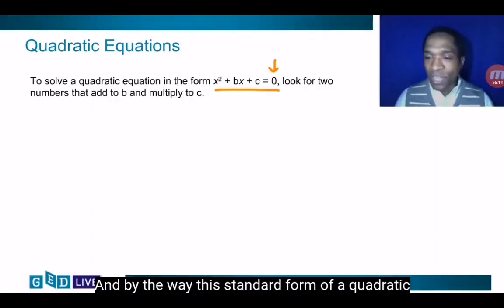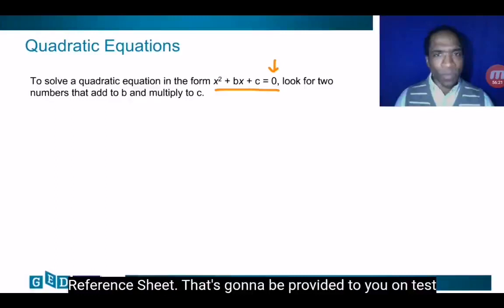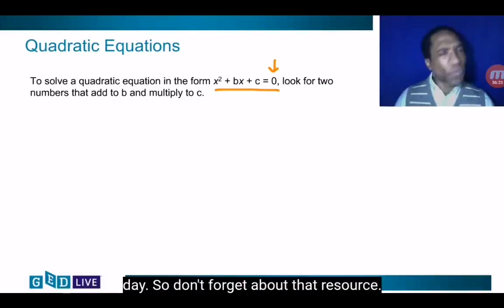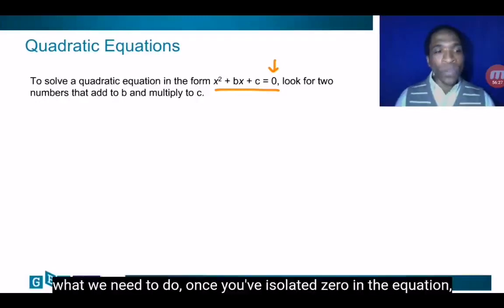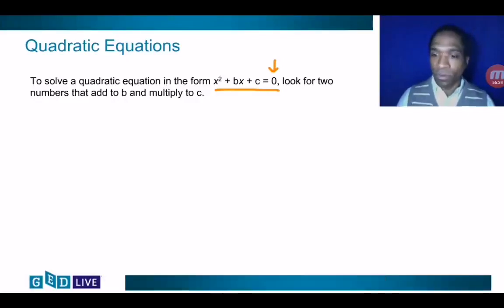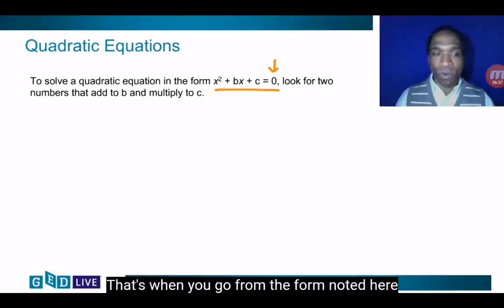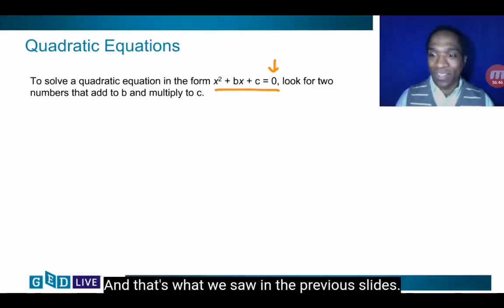And by the way, this standard form of a quadratic equation is included on the math formulas and symbols reference sheet. That's going to be provided to you on test day. So don't forget about that resource. Now, with that said, what we need to do once you've isolated 0 in the equation is perform something called reverse FOIL. That's when you go from the form noted here at the top of the slide to multiplying two binomials. And that's what we saw in the previous slides.